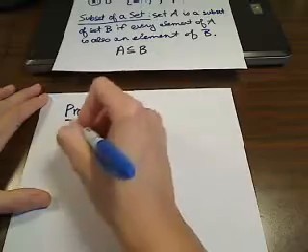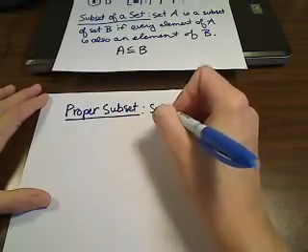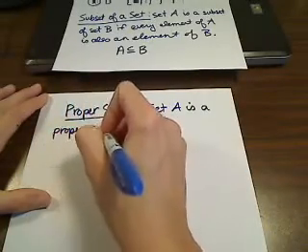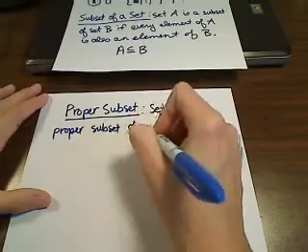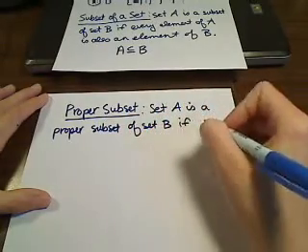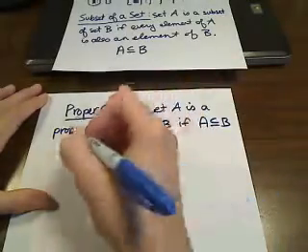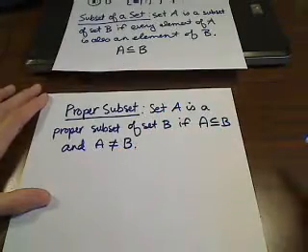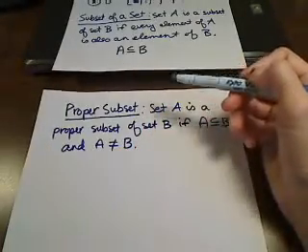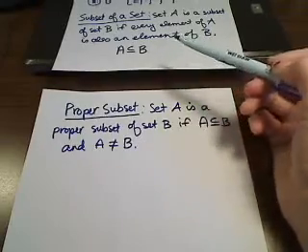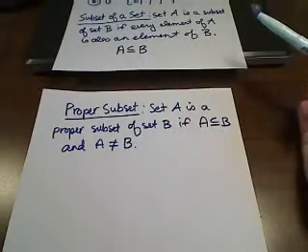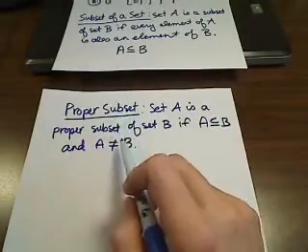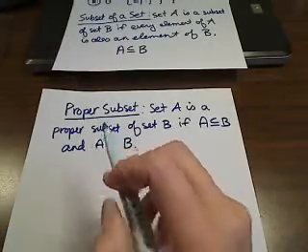So a proper subset, this is when we say set A is a proper subset of set B if A is a subset of B and A is not equal to B. The way that these are different is simply that a subset can actually be the same set. A and B can be equal. When you're talking about a proper subset, they can't be. And then it's just a definition thing.